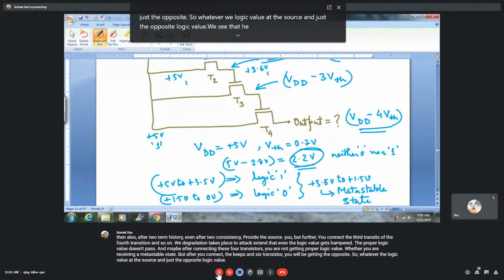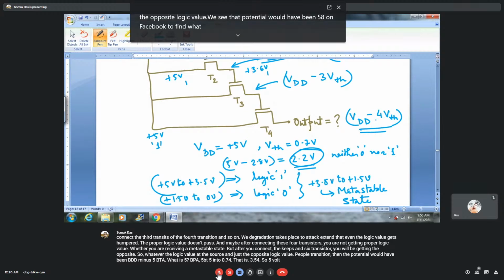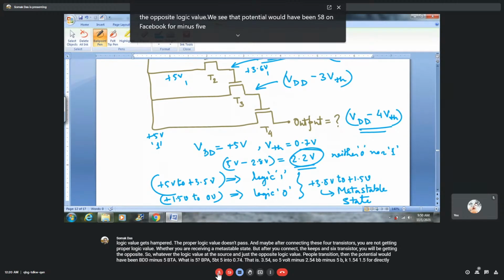After the fifth transistor, the potential would have been VDD minus 5 VTH. What is 5 VTH? 5 VTH is 5 into 0.7 volts, that is 3.5 volts. So 5 volt minus 3.5 volt, VDD minus 5 VTH will be 1.5 volt. So 1.5 volt directly corresponds to logic 0.